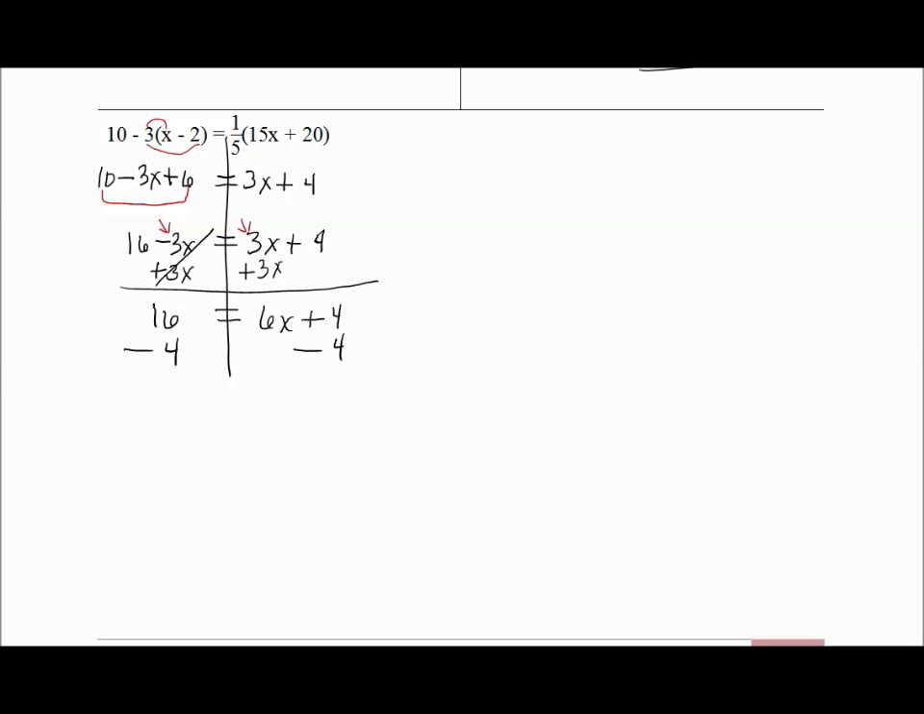So that gives me on the left 12 equals 6x. Divide by 6. 12 divided by 6 is simply 2. So that leaves me with x is equal to 2. And that's my final answer.